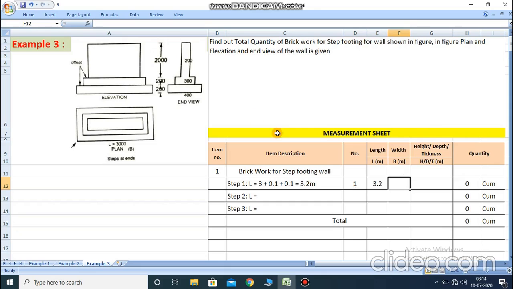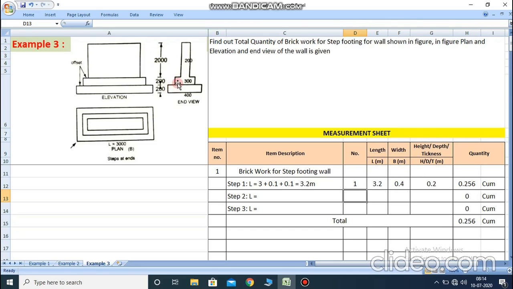and the width is taken from the end view figure. Here 400 mm, converted into meter, is 0.4 meter, and the height or thickness is already given in the elevation as 200 mm. So you write here, converted into meter, 0.2 meter. So the total quantity is 0.256 cubic meter.